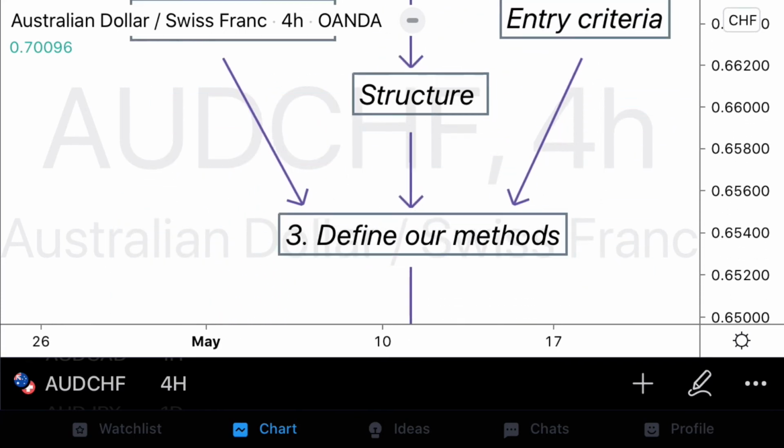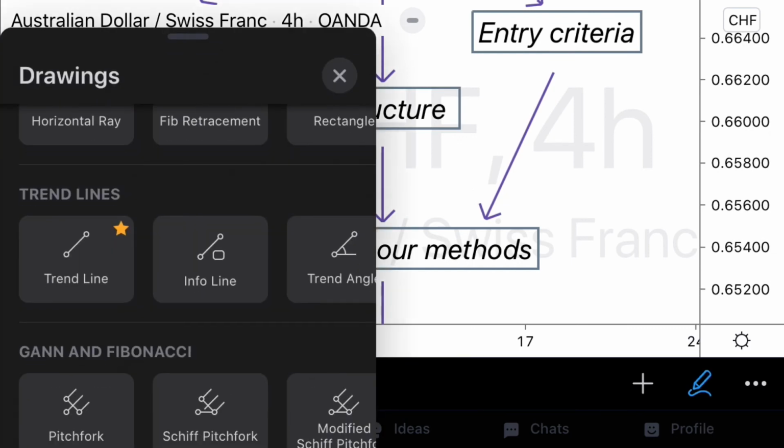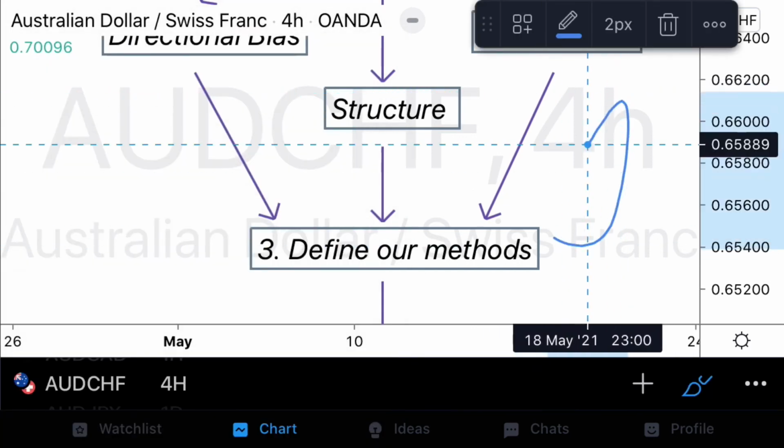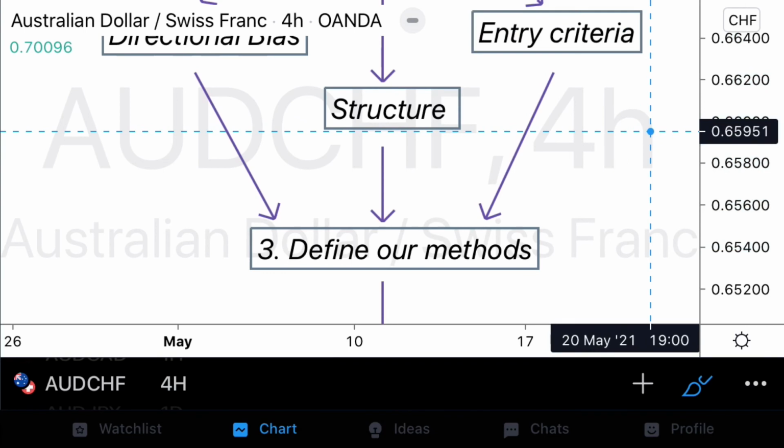Then we go and we define these methods. What methods are we using for entry criteria? If someone trades a moving average crossover for their entry criteria, then that's what they should be looking at. We want a defined method where we don't chop and change in between ideas of how we identify certain things like directional bias, like structure, and like our entry criteria.